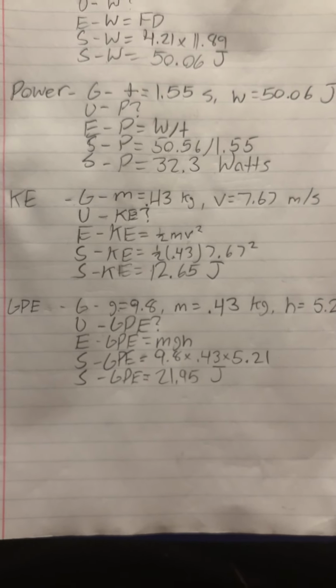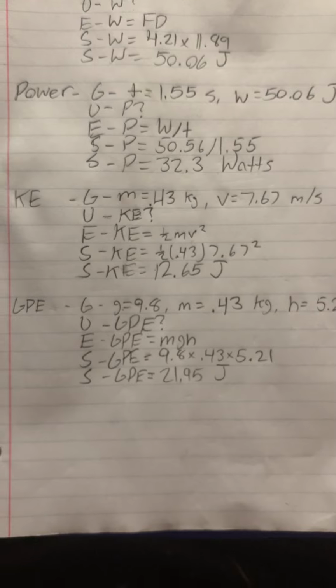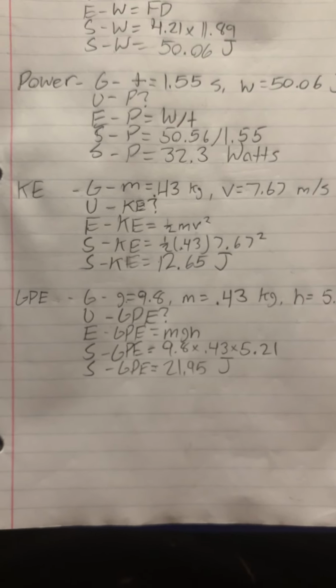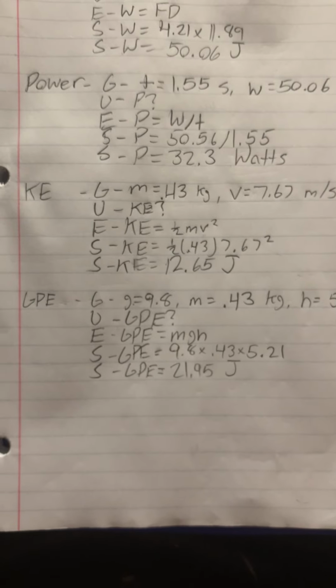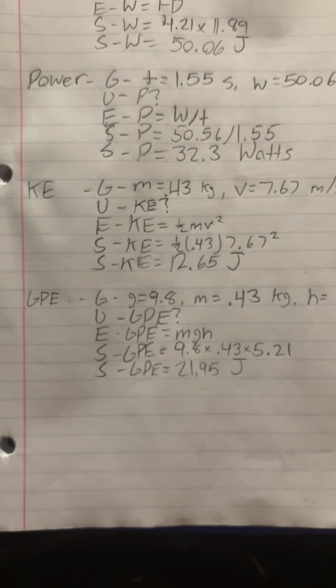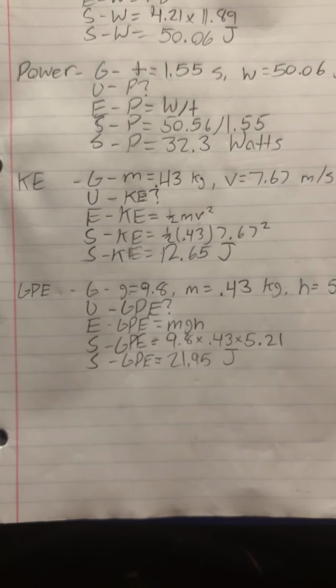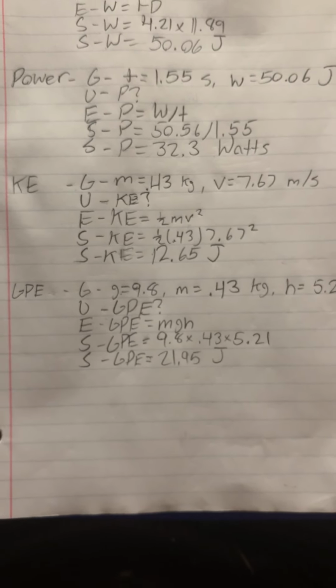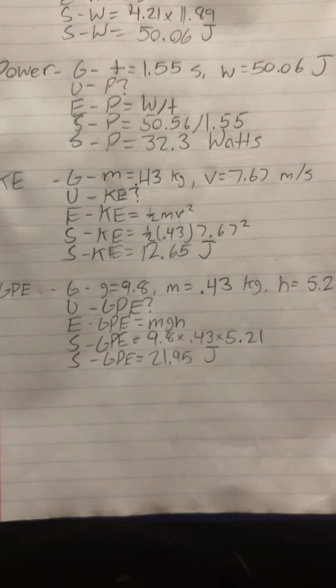The next one is my kinetic energy, or KE. Kinetic energy is the energy an object has due to its motion. The equation for KE is KE equals 1/2 mv squared. So I took half of my mass and squared my velocity, which was 7.67 meters per second, and I multiplied them to get a total of 12.65 joules for my final kinetic energy.